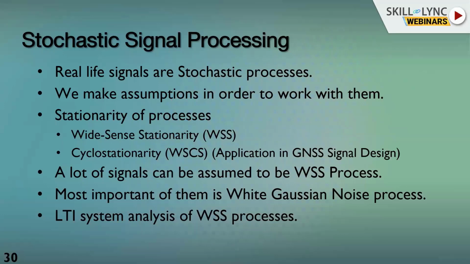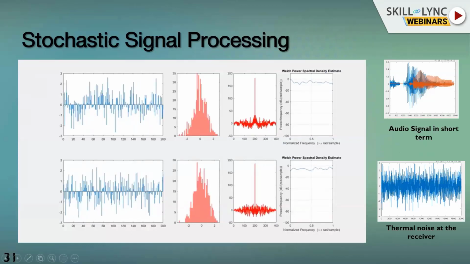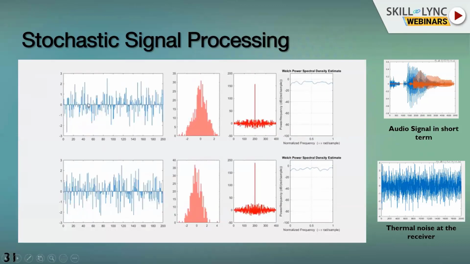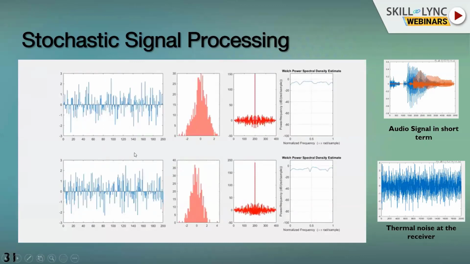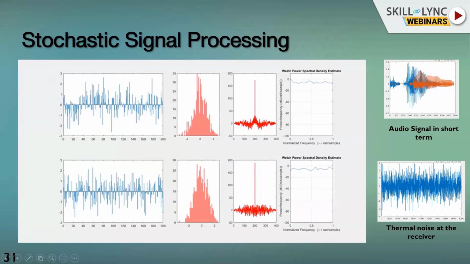And then we have to understand the LTI system analysis of WSS processes. What happens when a WSS process is input to the LTI system, and how we can characterize the output of such WSS processes. So this small illustration is there to show you what we mean when we talk about WSS processes. These are two WSS processes. These are two instantiations of a wide sense stationary process, specifically white Gaussian noise which is present in the system.